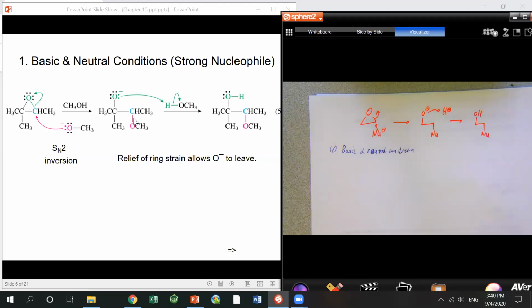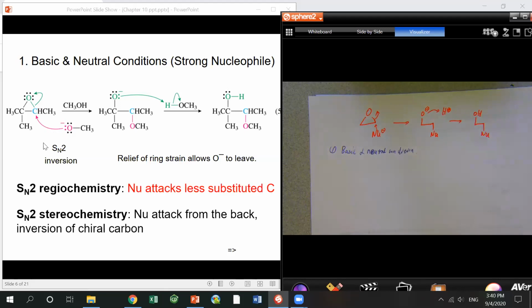If you have some base as a nucleophile, and we have an unsymmetrical epoxide, it attacks the less substituted carbon. Normally you could target the right or left carbon, either one, but this follows SN2: attack the less substituted carbon because of steric hindrance, and also attack from the back. That means both the regioselectivity and the stereochemistry follow SN2 reactions.